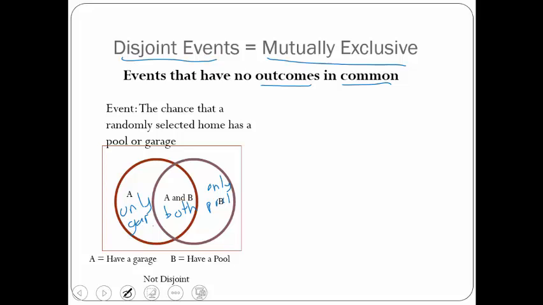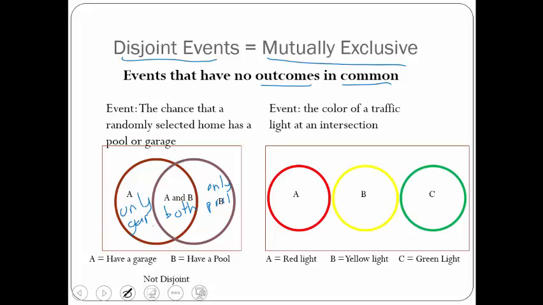So this would be an example of not disjoint. They have events in common. They are not mutually exclusive. Here, the color of traffic light, or the traffic light on an intersection, there is no overlap, right? So these things are disjoint, aka they're also mutually exclusive.